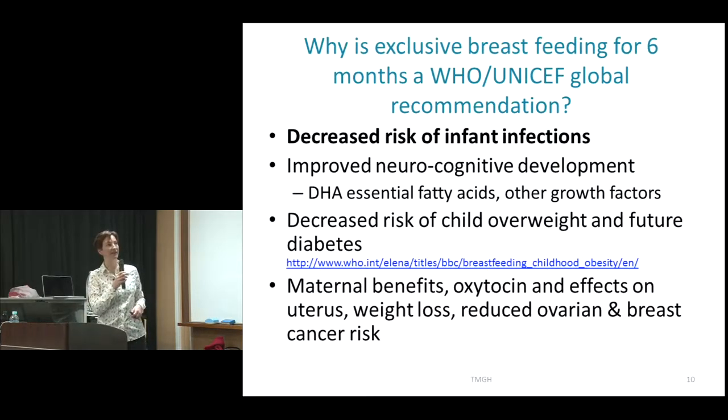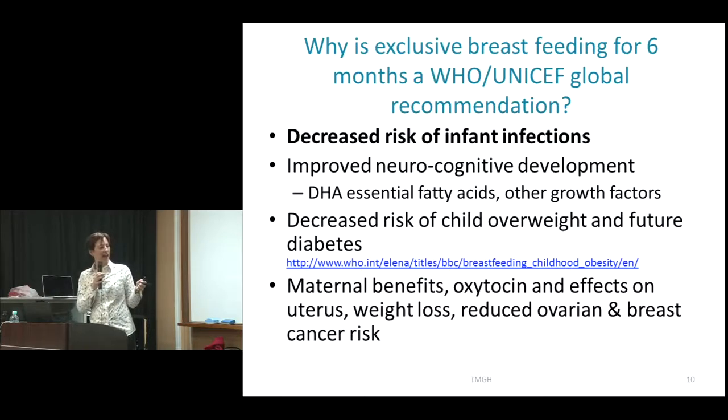And then some other benefits. Improved neuro-cognitive development. Again, as we said, breast milk contains everything that the child needs, and that includes essential fatty acids. So we know that DHA, docosahexaenoic acid, is essential for building the neurons, particularly in the brain, that are rapidly increasing at that age up to 2 years of age. And various other growth factors.